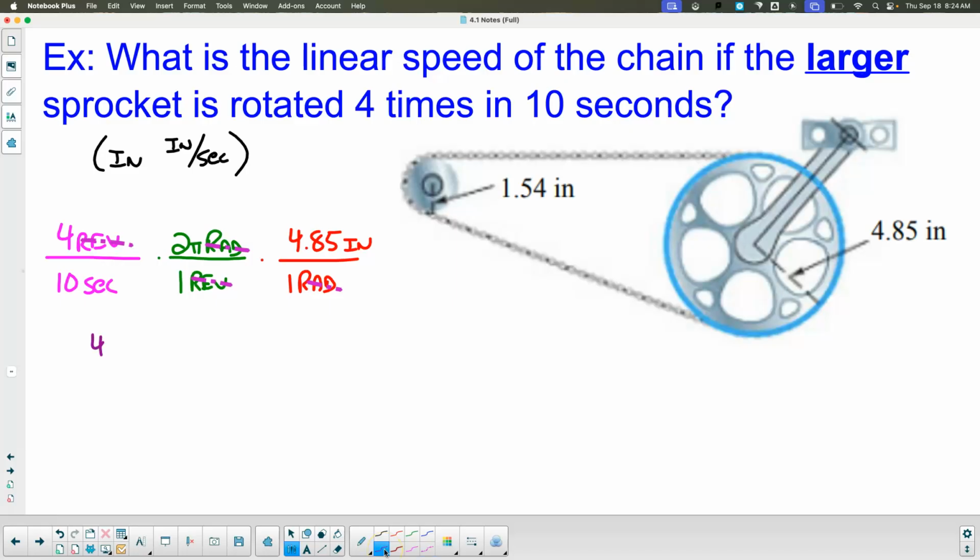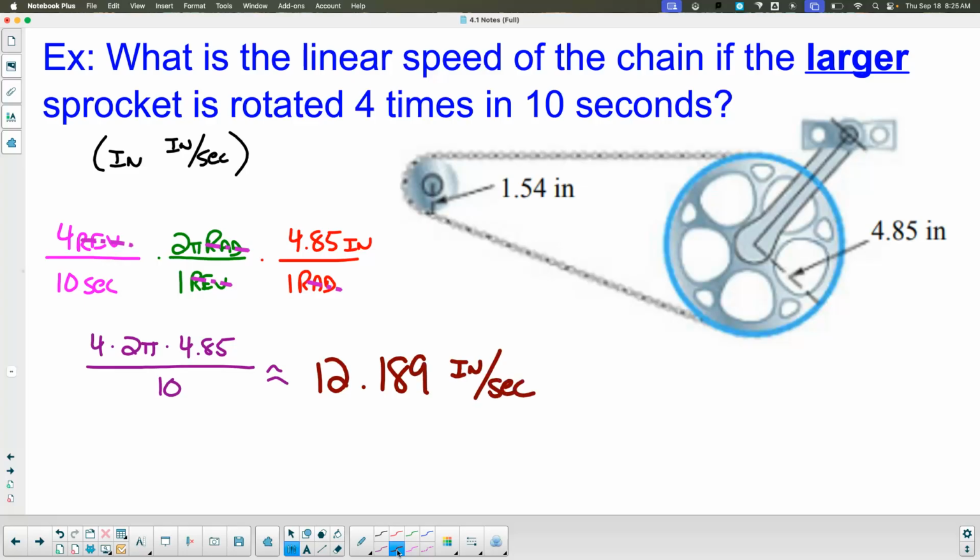So we're going to have 4 times 2 pi times 4.85 divided by 10. 4 times 2 times pi times 4.85 divided by 10 is going to be 12.189 inches per second. Yes?